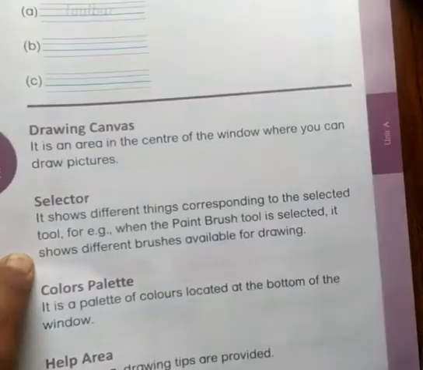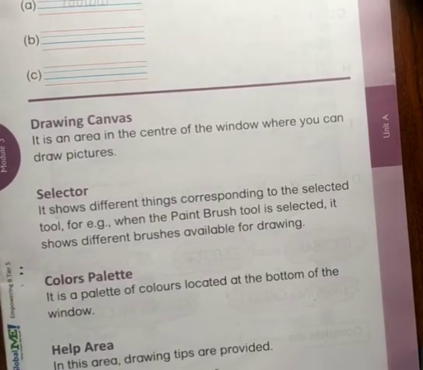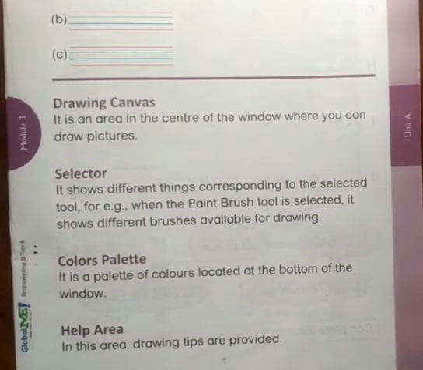Next we will see the drawing canvas. Okay, what does drawing canvas mean? It is an area in the center of the window where you can draw a picture. I have shown in the picture where the drawing canvas is. It is used to draw pictures. It will be in the middle, like a white screen. You can draw any picture there, and that we call a drawing canvas.